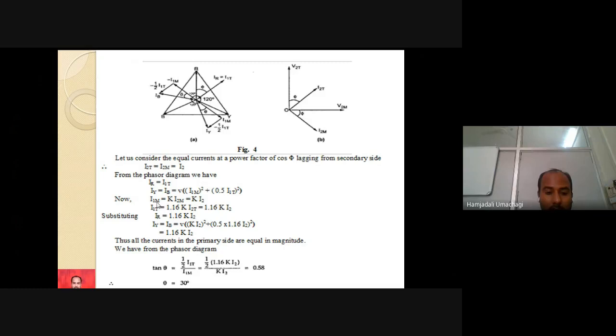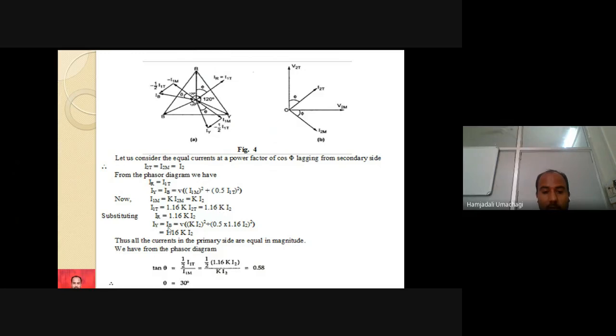So now make use of the values of I1m and I1t in the expressions of IR and IY, where IR is equal to I1t, and IY is equal to IB, which is equal to the square root of I1m square plus half of I1t whole square. So substitute the values of I1m and I1t. IR is equal to I1t, and I1t is nothing but 1.16 k times of I2.